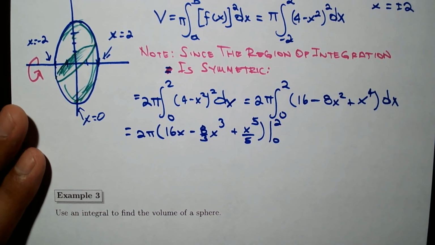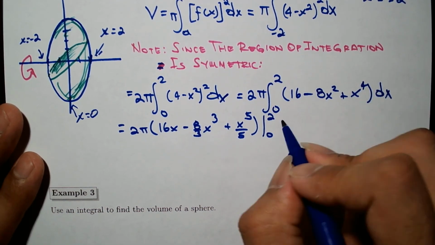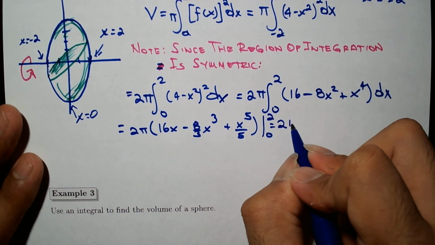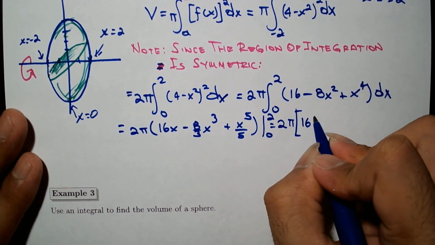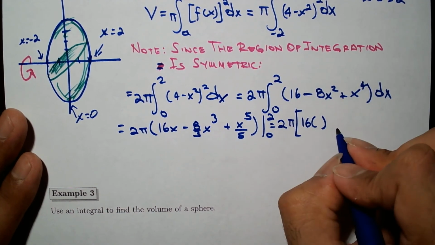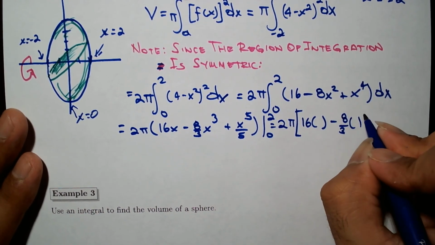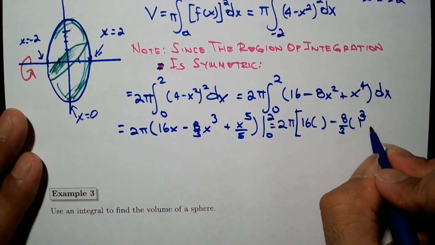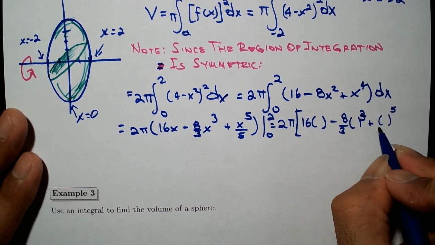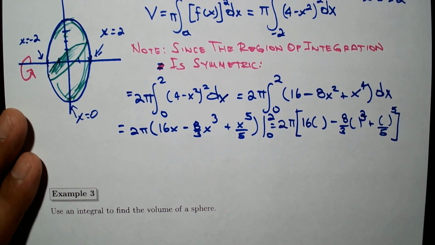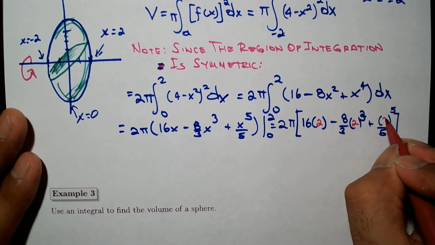As usual, we do upper minus lower. So I'm going to do 2 pi times 16x, rather x, it's going to be the upper limit, minus 8/3 times the quantity 2 cubed, plus 2 to the fifth over 5. So 2, 2, and 2.